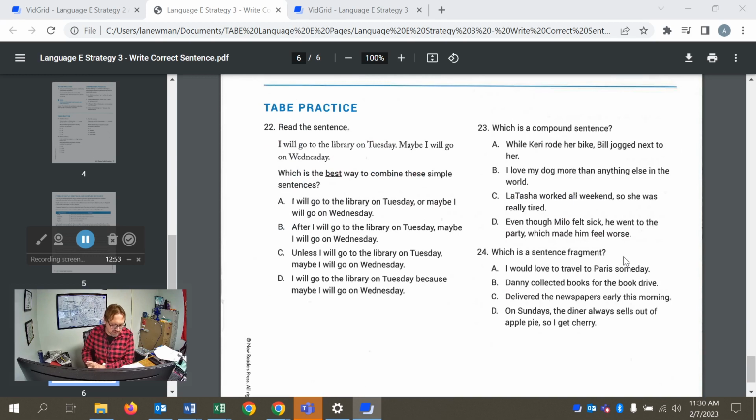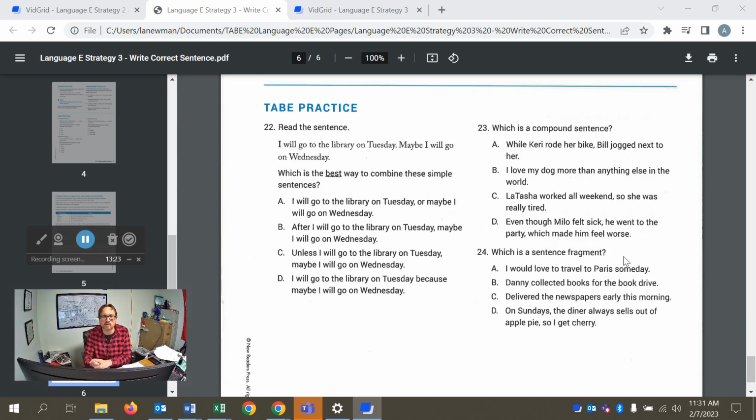22, which is the best way to combine these simple sentences? The answer here is A, and we're going to turn it into a compound sentence. That's what 2 simple sentences combined into one is called. And A correctly uses a comma and coordinating conjunction, one of the FANBOYS. I will go to the library on Tuesday. Subject I, verb will go. Second clause, maybe I will go on Wednesday.